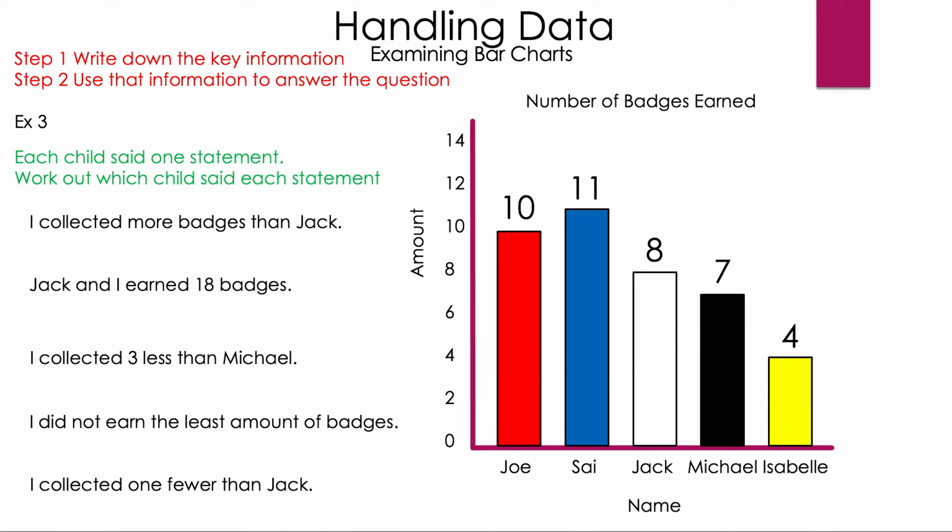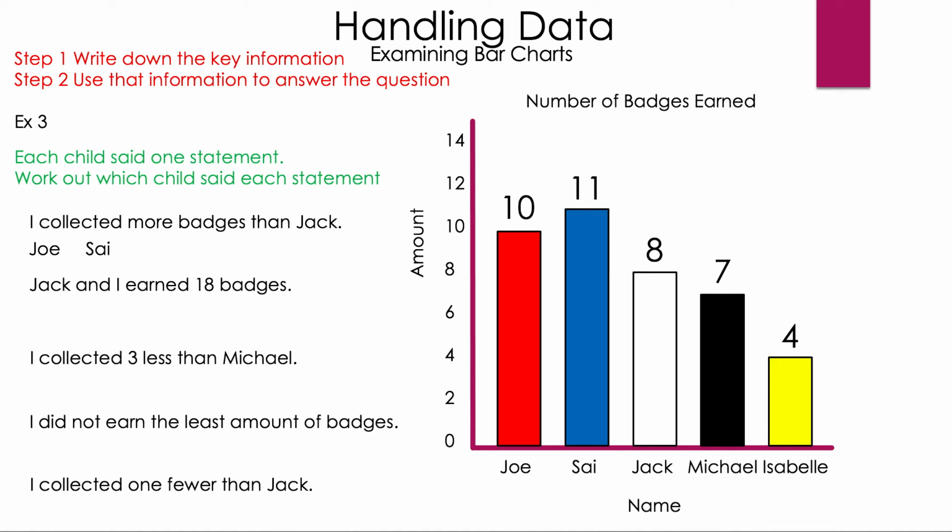So let's go ahead and get started with these questions. I collected more badges than Jack. Sometimes you may not be able to answer the question right away. So let's go ahead and write down what it could be. I collected more badges than Jack. So Jack has 8. So that means I could be Joe or Cy. So let's take a look at the next question.